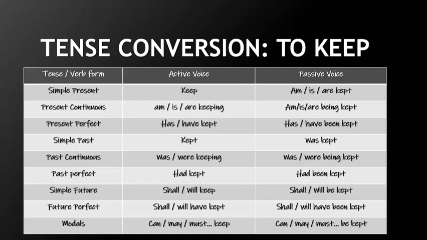Modal verbs: can keep, may keep, or must keep, or any other modals, then keep becomes can be kept, may be kept, must be kept, ought to be kept, or whatever modal verbs you are using, right? So might be kept, whatever you are using. So that's how the tense conversion changes.